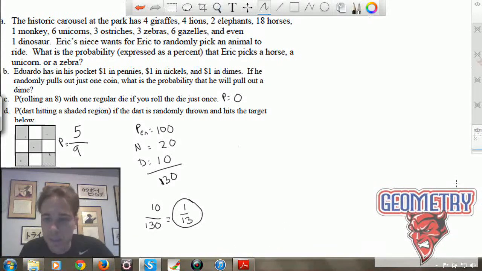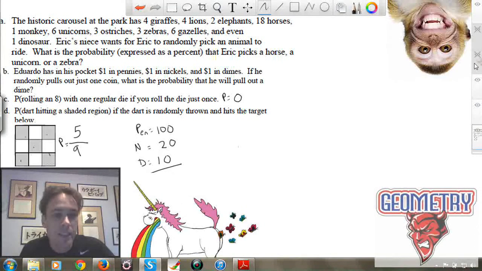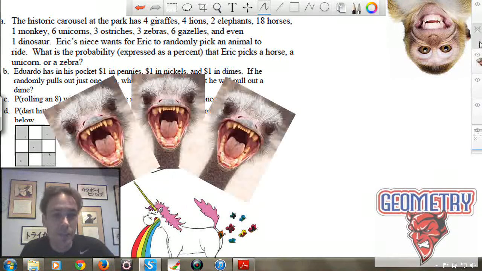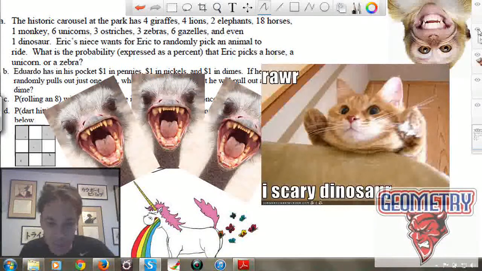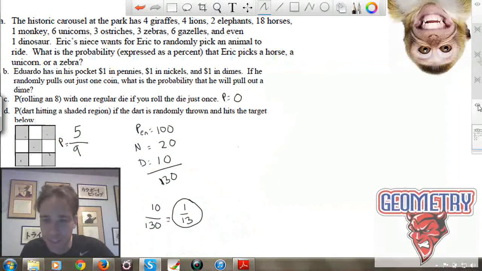Okay, now we get problem number 1 here. It says, the historic carousel at the park has 4 giraffes, 4 lions, 2 elephants, 18 horses, 1 monkey, 6 unicorns, 3 crazy ostriches, 3 zebras, 6 gazelles, and even a scary dinosaur. Okay, so enough of those pictures. Let's get rid of this stuff. I guess we keep the monkey. He can just hang out there in the corner. Looks like he's having fun.